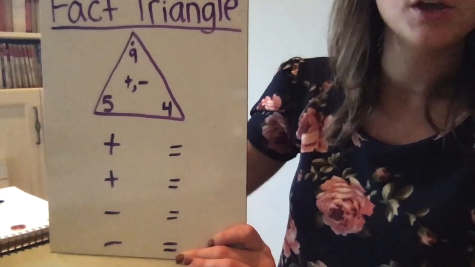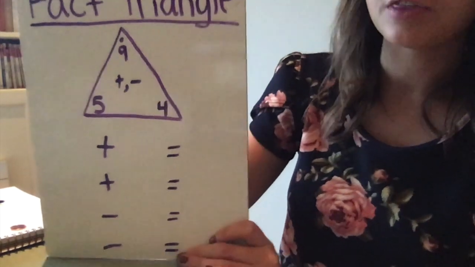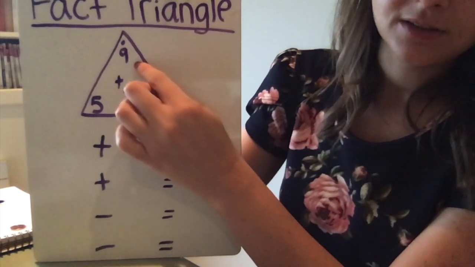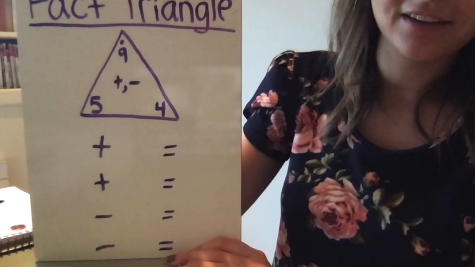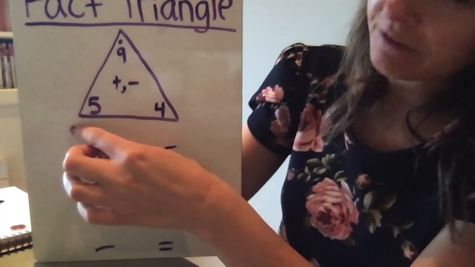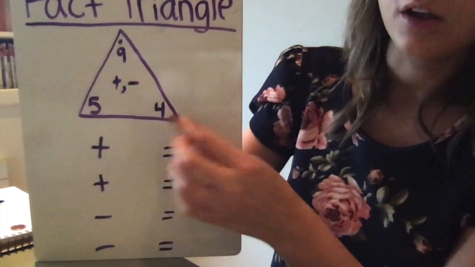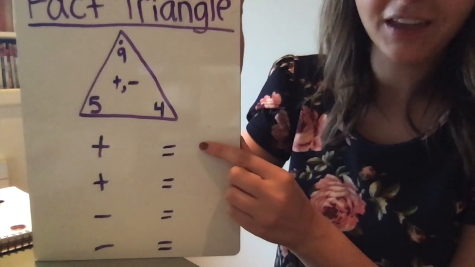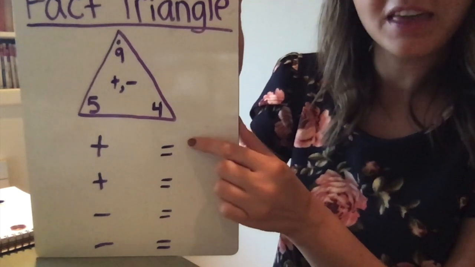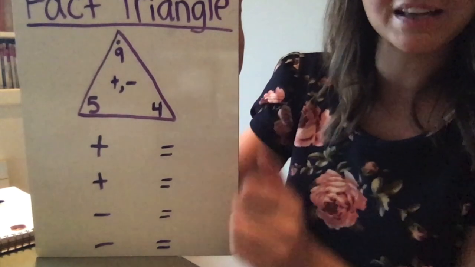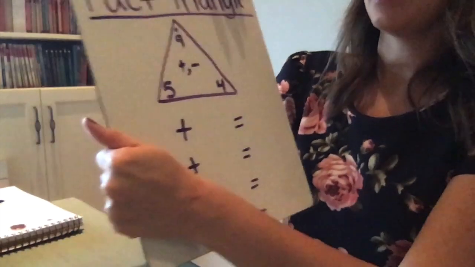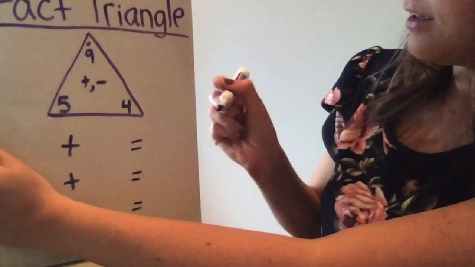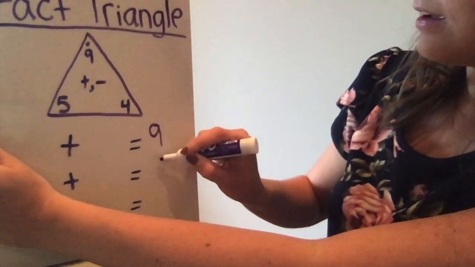fact triangle. So in this fact triangle, the largest number is at the top where the dot is. So the largest number is 9. And then the other two numbers are 5 and 4. So the first thing we need to do is think of our first adding problem. And I'll give you a hint. In the adding problems, the answers are always the biggest number. So I'm going to fill in the 9 here and here.